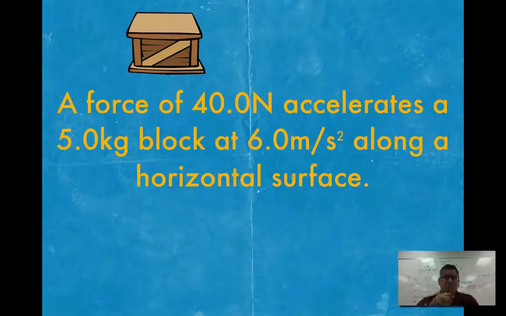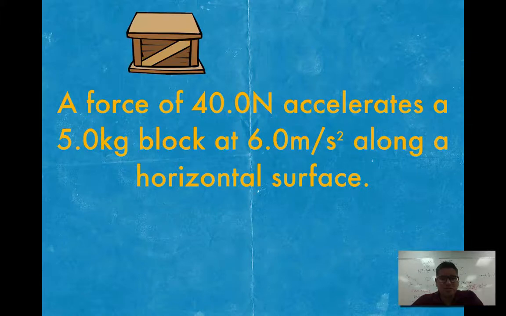So in this first problem, we read a force of 40 newtons accelerates a 5 kilogram block at 6 meters per second squared along a horizontal surface. Just as a reminder, this is problem 71 on page 145. Alright, so let's take a look. Let's get an understanding as to what we're seeing here.